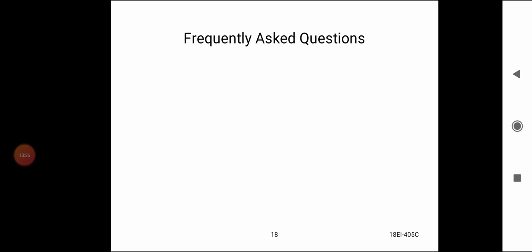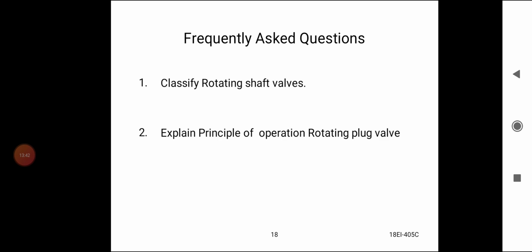The frequently asked questions from this topic. One, classify rotating shaft valves. Two, explain the principle of operation of the rotating plug valve. Three, explain the principle of operation of the rotating ball valve.